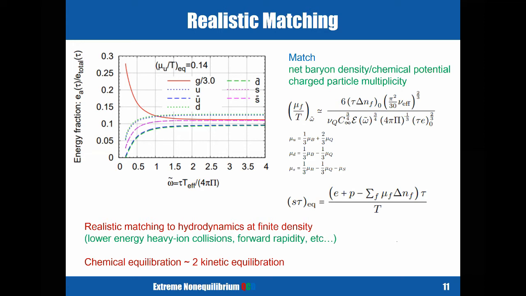We are dealing with massless quarks, but we can fix this from, for example, experimental numbers for these scales. So this provides us a realistic matching to hydrodynamics at finite density, especially in lower energy heavy ion collisions or at forward rapidity, where the finite density is actually important. And we also see this chemical equilibration occurs roughly at twice the kinetic equilibration time, although it's roughly the same time scale as the kinetic equilibration.